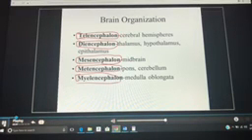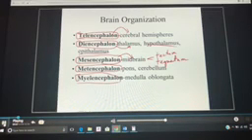And then you have the telencephalon going to give rise to the cerebral hemispheres. The diencephalon is going to give rise to the thalamus, hypothalamus, and epithalamus. The mesencephalon is going to give rise to the midbrain. I'm going to give you some terms here: you have tectum, you have the tegmentum. Okay, I'll show you those in a cross section. The metencephalon is going to give rise to the pons and to the cerebellum, and then the myelencephalon is going to give rise to the medulla oblongata.